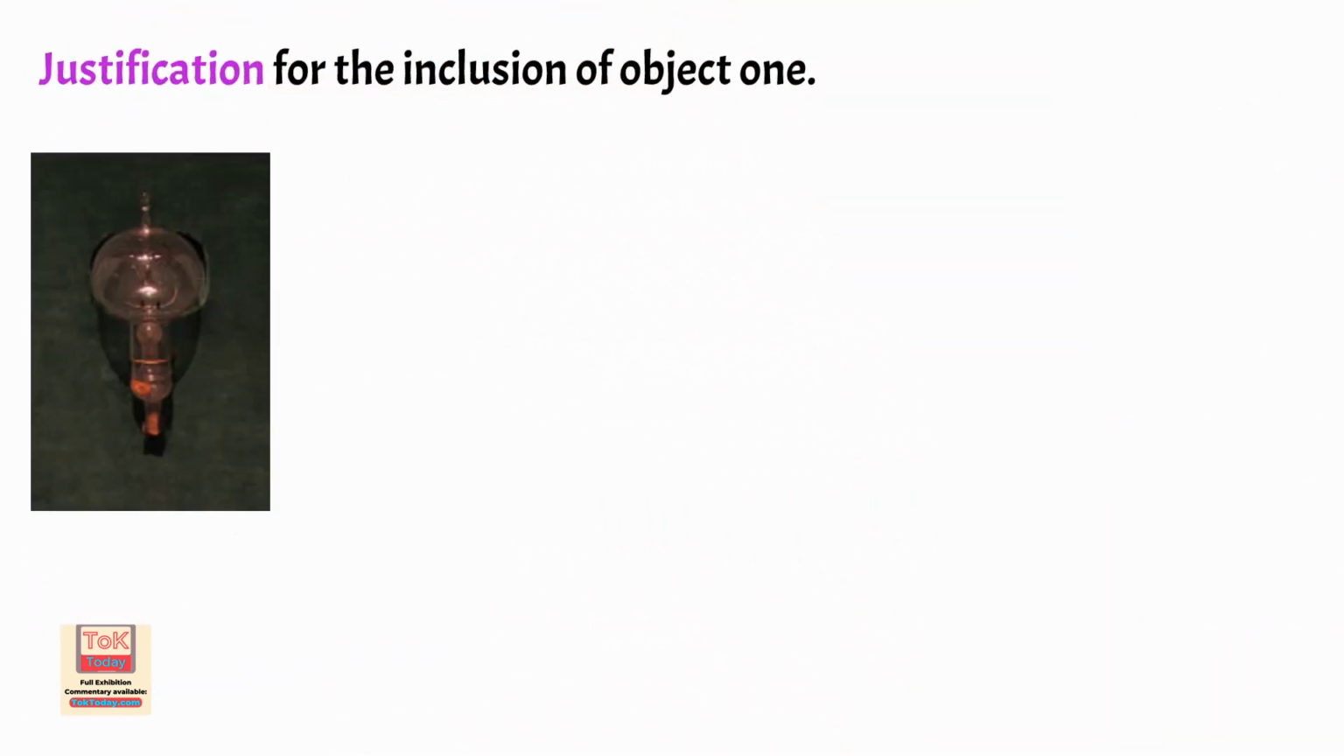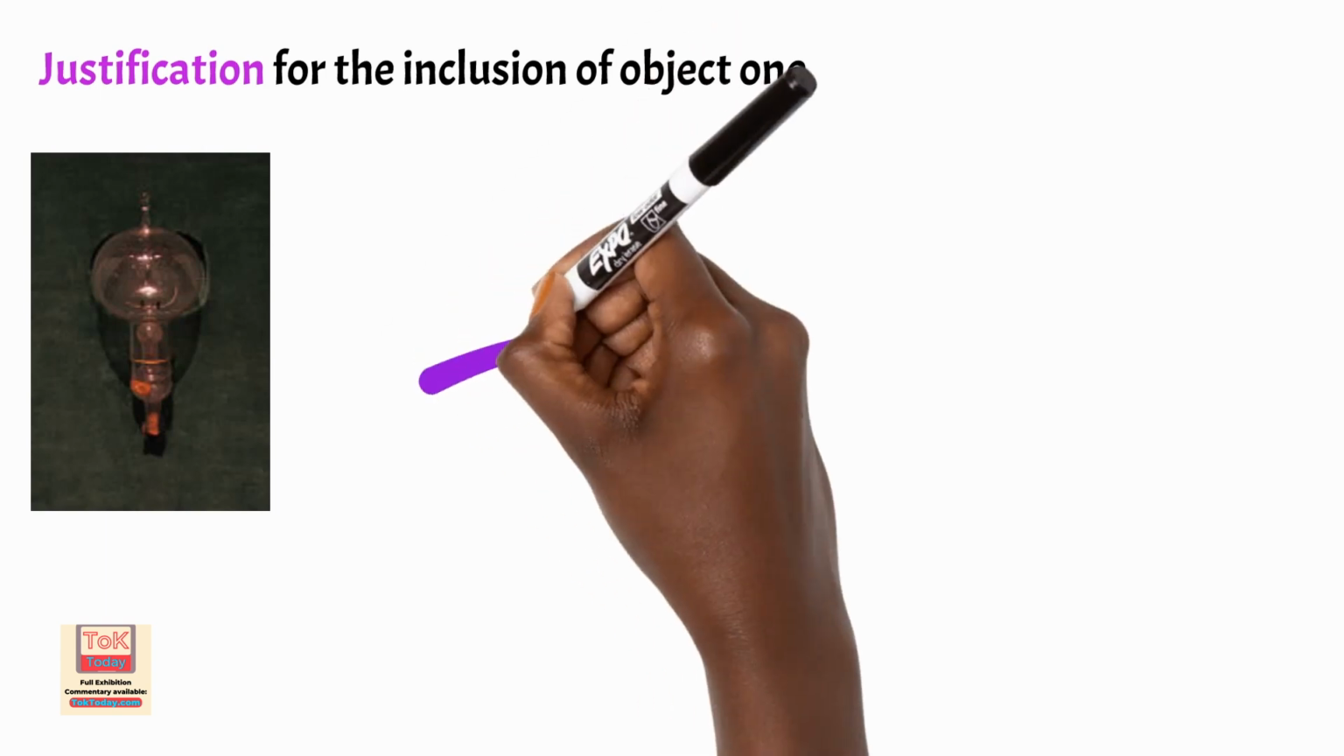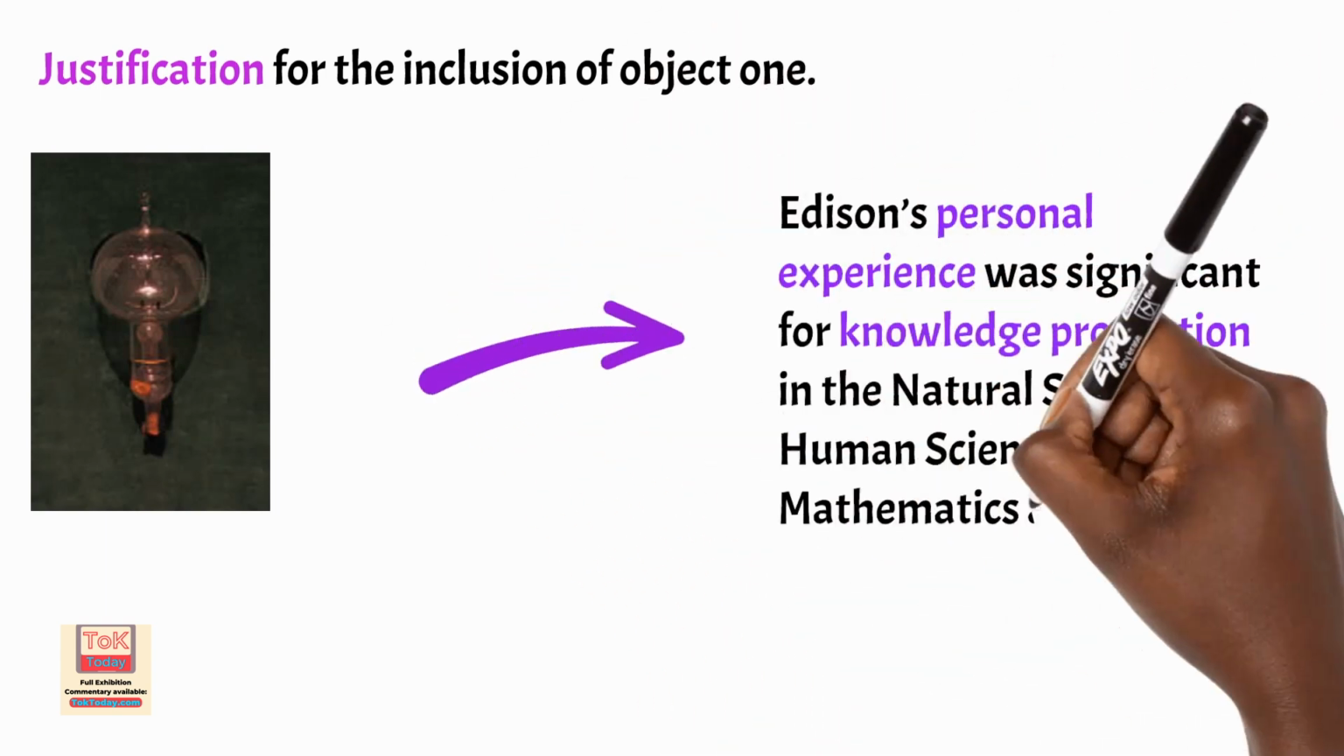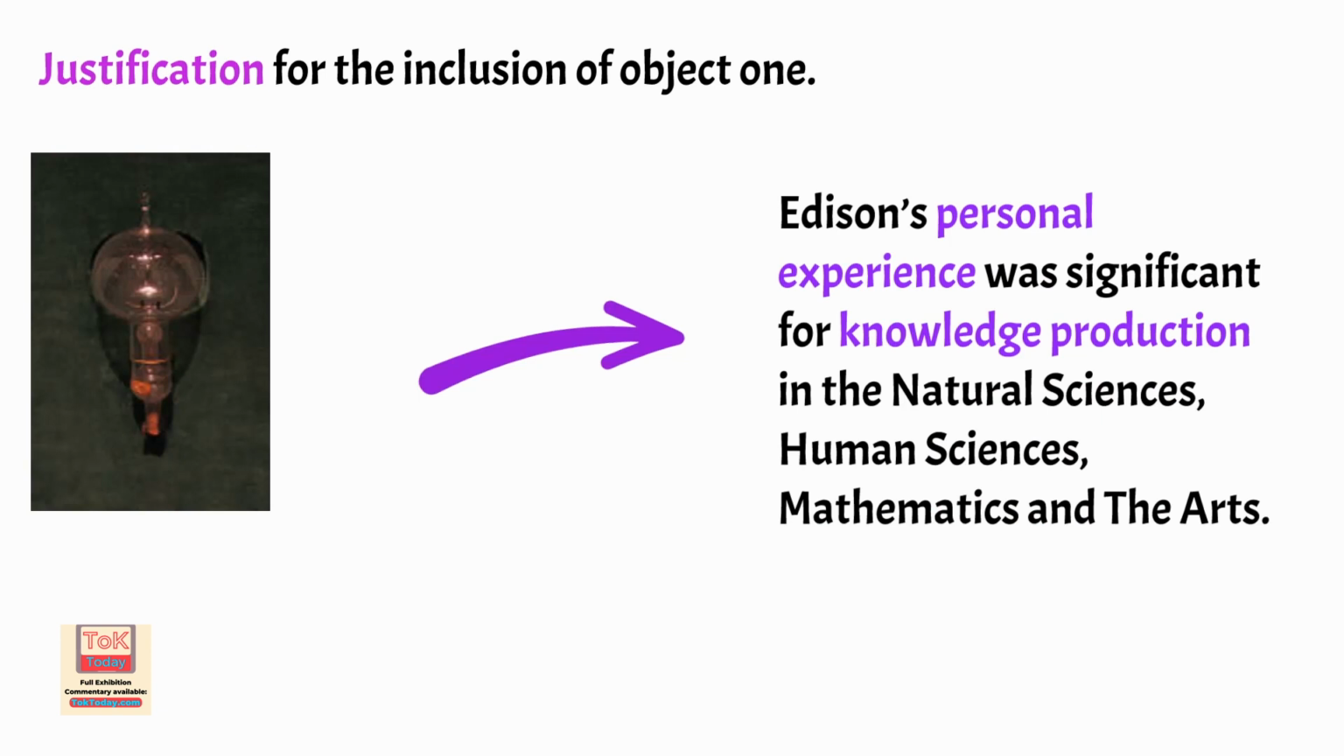Moving on, we now have to justify the inclusion of Object 1. And we're simply going to say that Edison's personal experience was significant for knowledge production in the natural sciences, human sciences, maths, and the arts. Edison had such a big impact on the production of knowledge in those areas of knowledge that his personal experience here is significant in the development of those areas of knowledge.